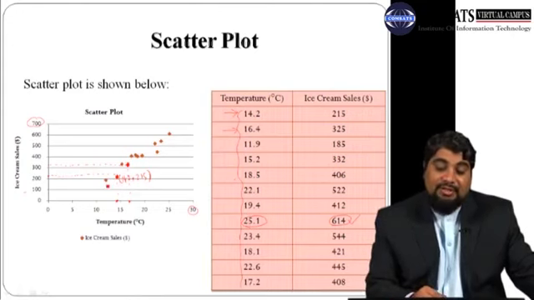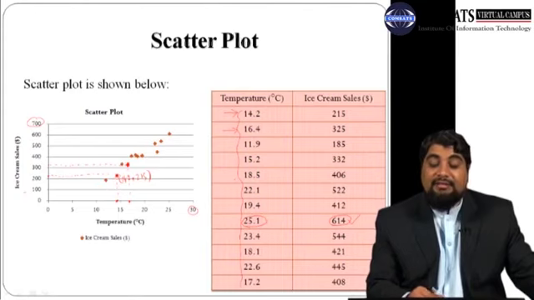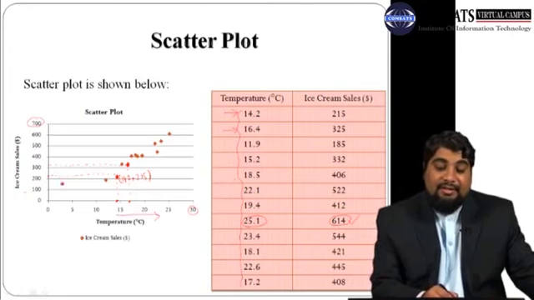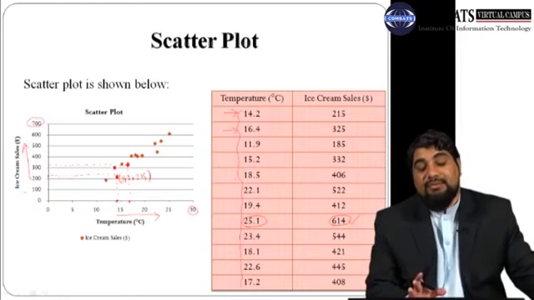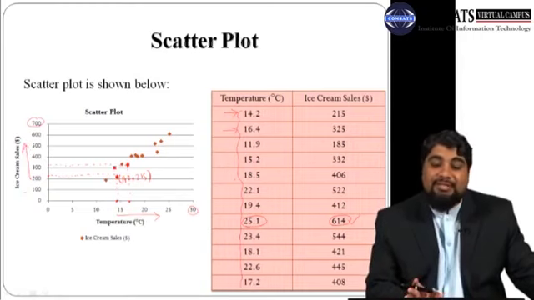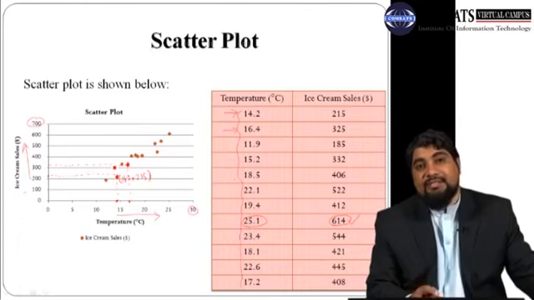From the scatter plot, you can see that the slope of this graph is positive. So when the temperature increases, the sales also increase, or go up. It means there is a positive relation between temperature and ice cream sales.